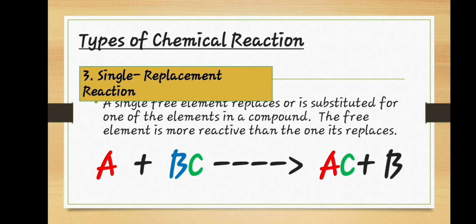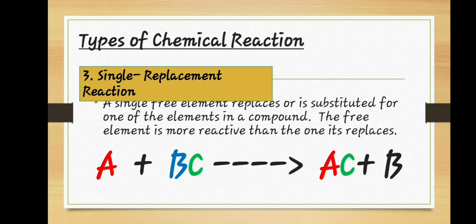Ililipat mo lang siya. So from its reactant A plus BC, it will make AC plus B, kasi i-replace lang yung place ni C doon sa A. Okay. So that is single replacement reaction. You have to free the element that is more reactive than the one it replaces. Okay? So that is single replacement reaction.